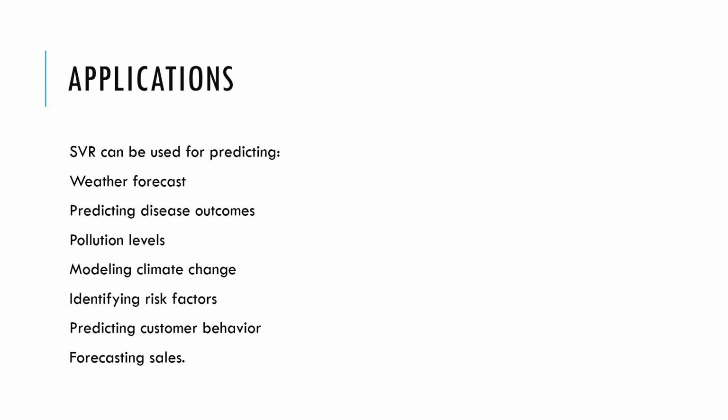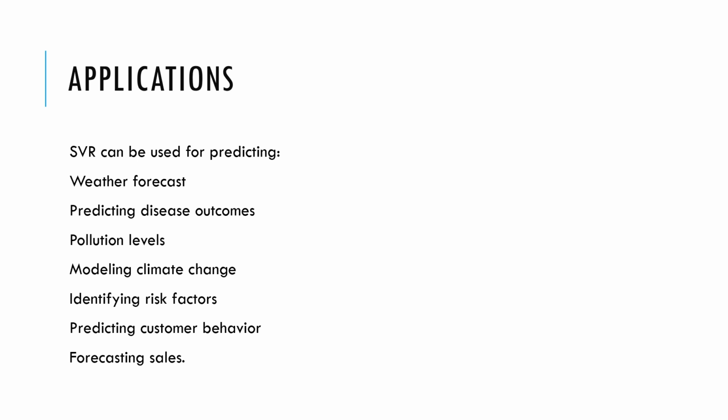Predicting disease outcomes. SVR can be used to predict disease outcomes by learning the relationship between different patient characteristics, such as age, gender, medical history, and lab results, and the outcomes of a particular disease, such as disease progression, survival, or response to treatment. The SVR algorithm is then trained on this data to learn the underlying patterns and relationships between the input features and the disease outcomes. Once the model is trained, it can be used to make predictions on new patient data.